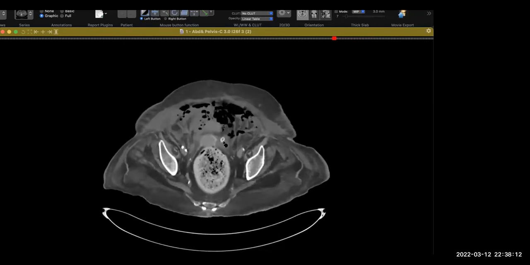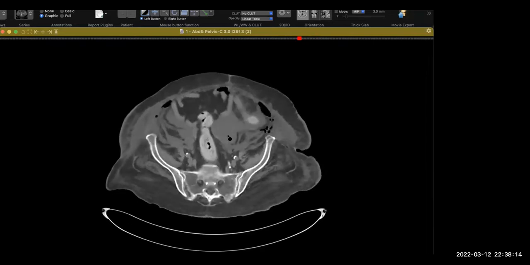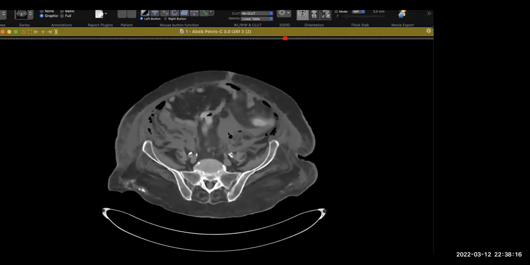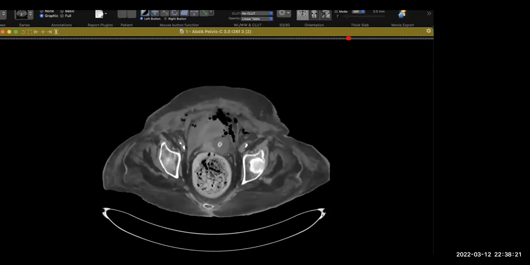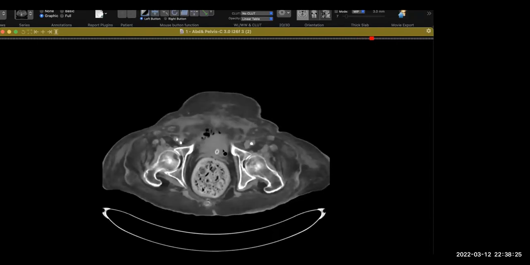I can see that there is a catheter in the bladder. Yes, and there is a lot of intra-abdominal free fluid and stranding, and I'm just looking at the bladder.